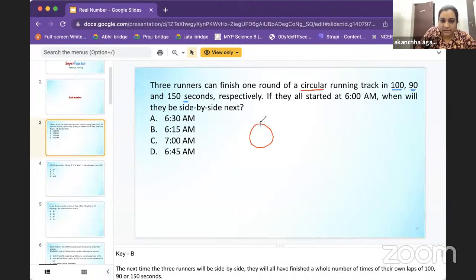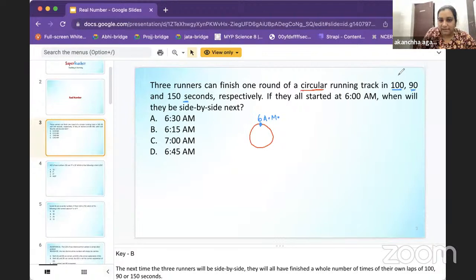Now, if they all start at 6 a.m., when will they be side by side next? So we have to tell that suppose they all start from this point at 6 a.m. At some point in future, they will again be together. So we need to find at what point of time they'll be together again.